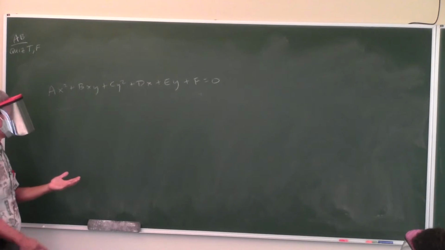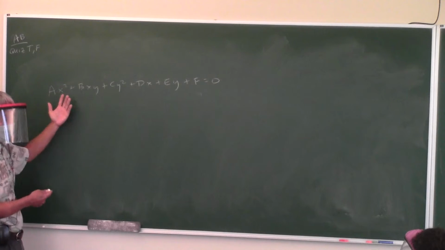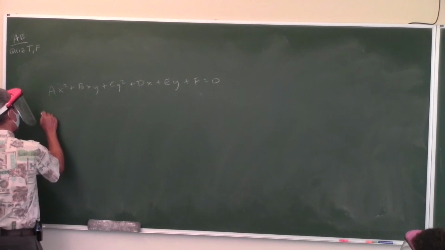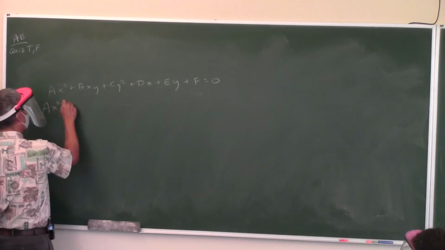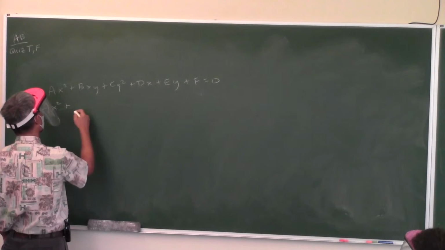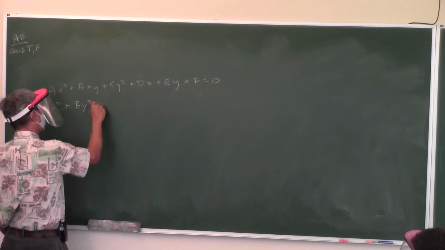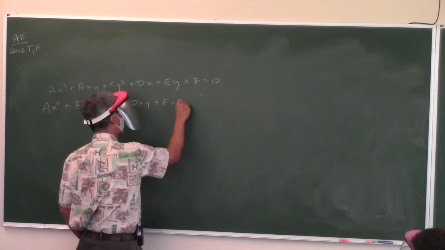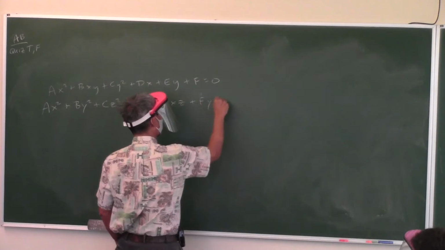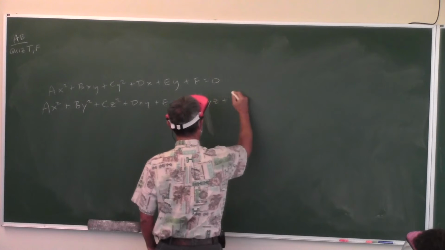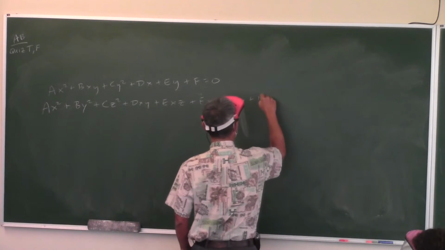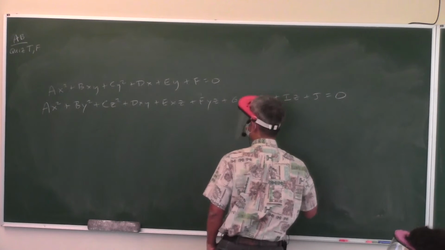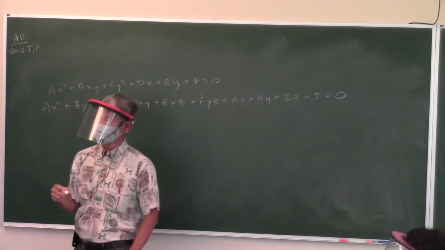Okay, so in 3 dimensions, we must have the same thing, right? So this is the general second degree equation. It's written out right there, but that's okay, I'll do it for the people on the video. Ax squared plus By squared plus Cz squared plus Dxy plus Exz plus Fyz plus Gx plus Hy plus Iz plus J equals 0. This is the general second degree equation in 3 dimensions.